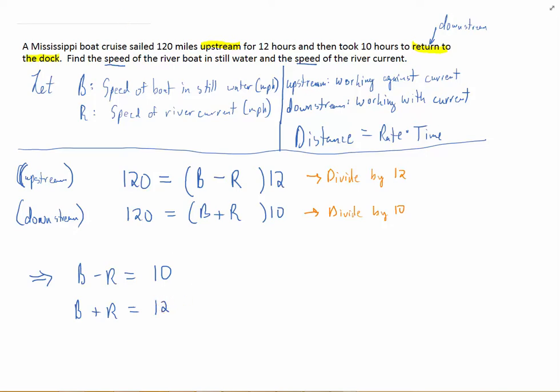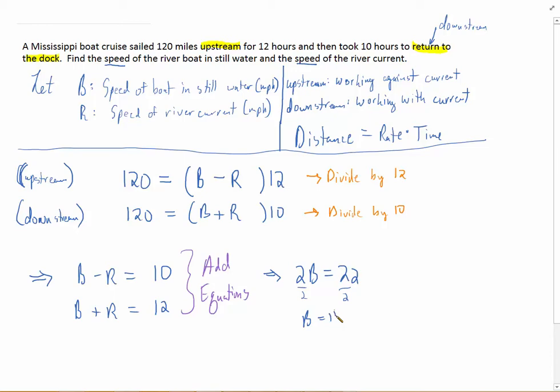So now, notice I have a negative R and a positive R. Now I'm going to add the equations together using elimination. And what that would give me then is 2B is 22, and dividing by 2, B is 11. And now that B is 11, we can use substitution. Let's use the second equation, B plus R is 12. So 11 plus R is 12. And subtracting 11, R must equal 1.